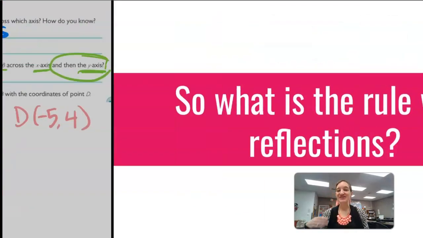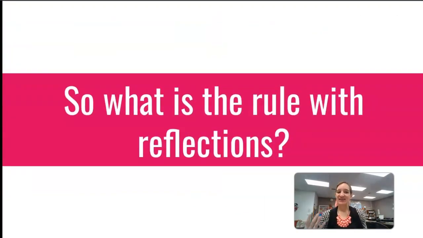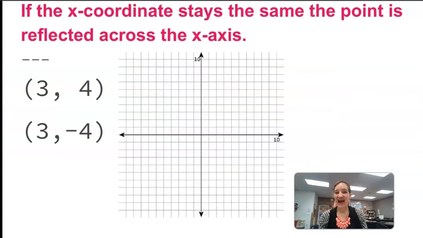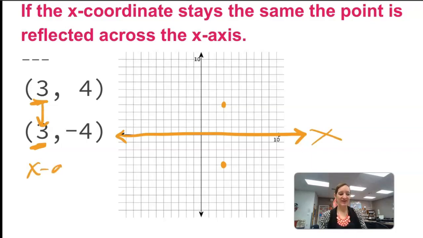All right, so now I'm wondering, did you figure out any other rules? Did you figure out that if the x coordinate stays the same, it's reflected across the x-axis? Let's see if that's true. Let's go (3, 4), (3, -4). The 3 stayed the same. With both of them, I went to the right 3. But one I took the elevator up, one I took the elevator down, and that's true. It is reflected across the x-axis. So if the 3's are the same, they're reflected across the x-axis.